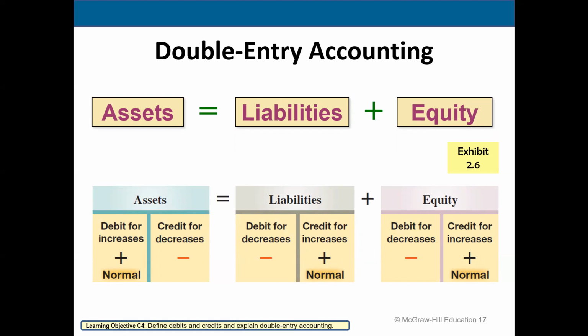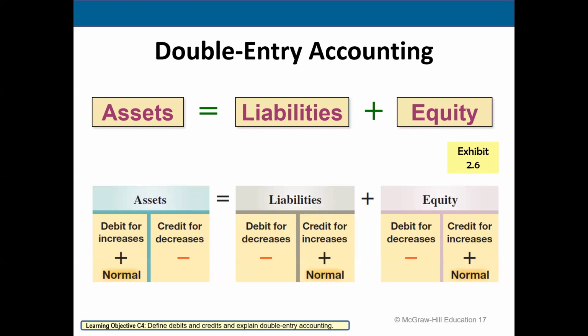Take a look. This is the accounting equation that we've looked at in the past. Assets equal liabilities plus equity. And we'll see that assets increase with a debit and decrease with a credit. Liabilities and equity are the opposite. And it would make sense that they're the opposite because they're on the opposite side of the equal sign. So they're going to behave in a reverse way to how assets behave.